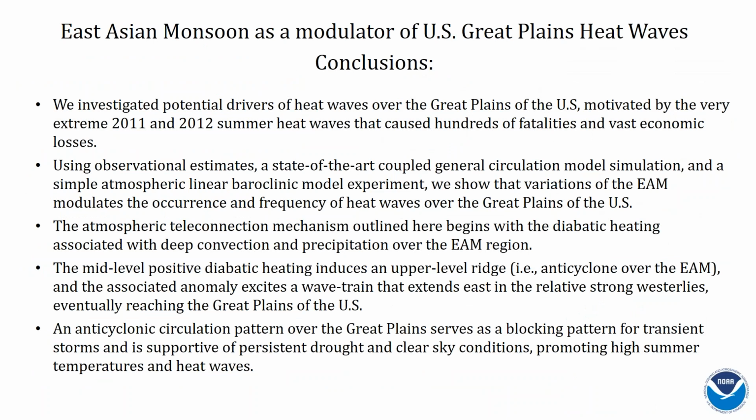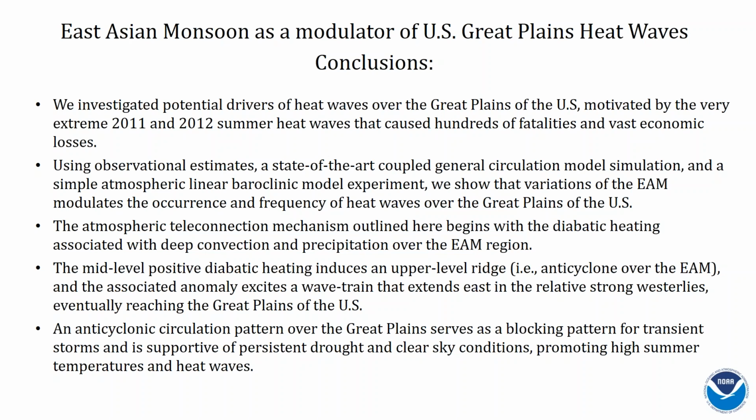So to conclude this part of the talk, we investigated potential drivers of heat waves over the US, and we have identified one as the East Asia monsoon, using observation, a state-of-the-art model, as well as a simpler linear baroclinic model. And the mechanism is that you have diabatic heating in the monsoon region that tends to create an upper level anomaly, and that anomaly tends to propagate towards North America across the Pacific as a wave number 3 pattern, which is a preferred wave number 3 unstable pattern in the atmosphere.